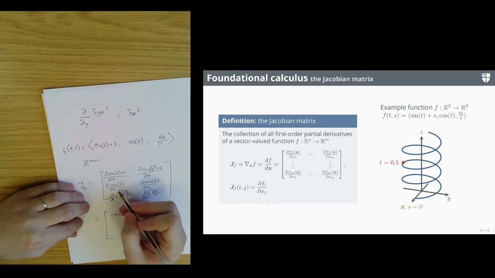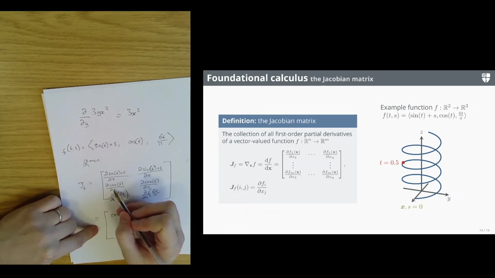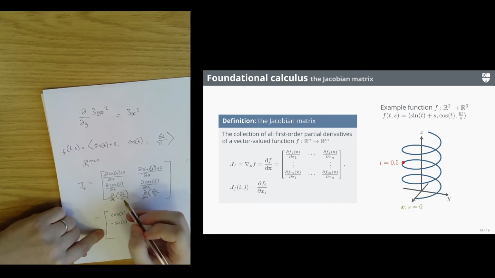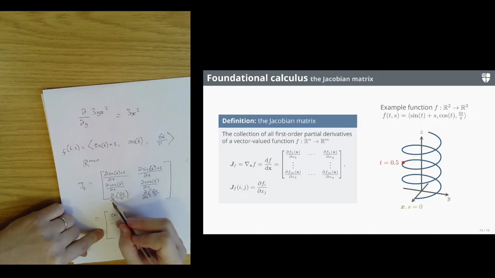Now let's do it for this case here. Again, there's only one term, and t exists there. What's the derivative of cosine? It goes sine, cosine, minus sine. So this is just going to be minus sine of t. And here we differentiate 6t over pi, and it's just going to all come out to 6 over pi.